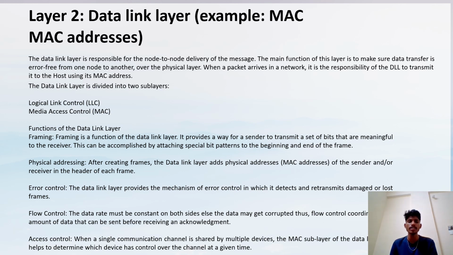Now moving on to physical addressing. After creating frames, the data link layer adds the physical address of the sender or receiver in the header of each frame. Error control. The data link layer provides the mechanism of error control in which it detects and retransmits damaged or lost frames. Flow control. The data rate must be constant on both sides, else the data may get corrupted. Thus, flow control coordinates the amount of data that can be sent before receiving an acknowledgement.